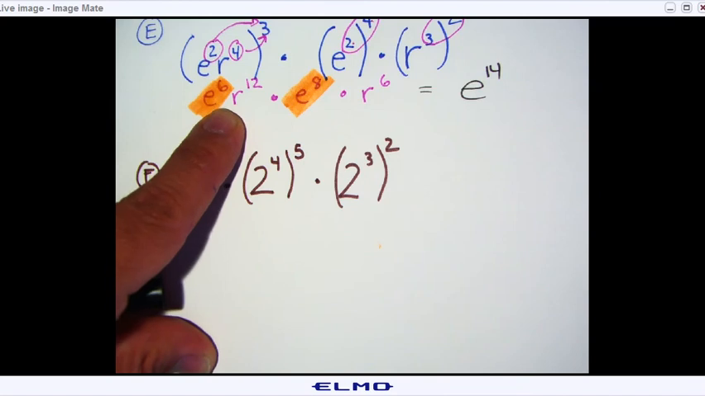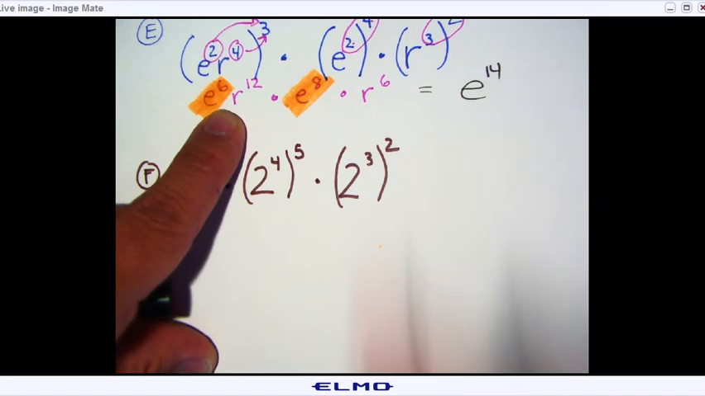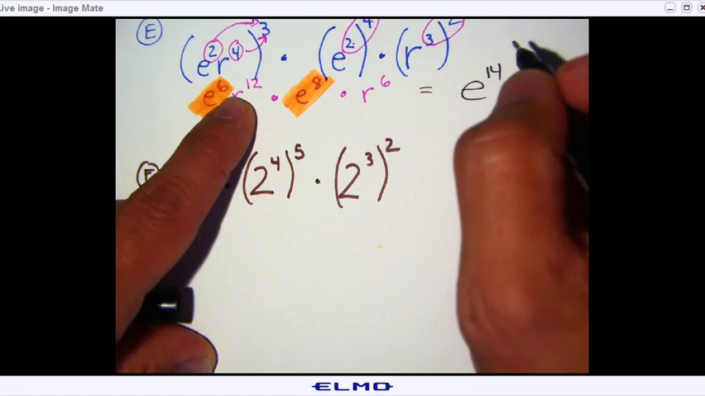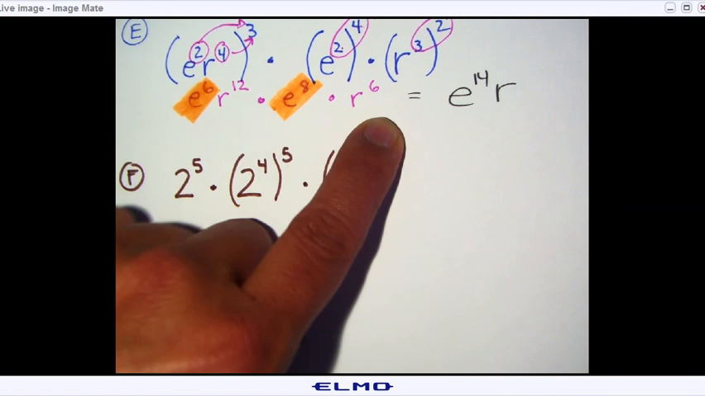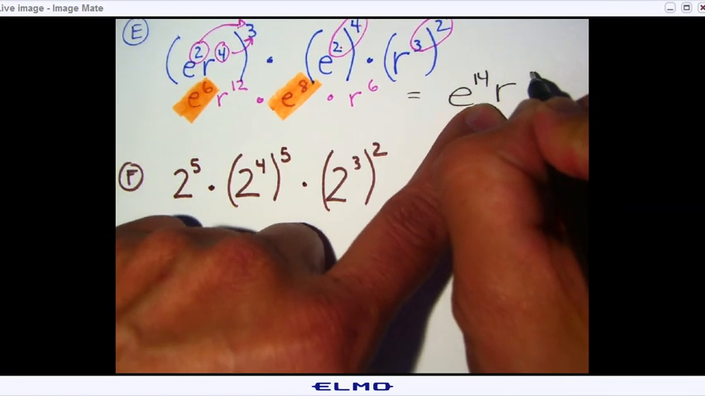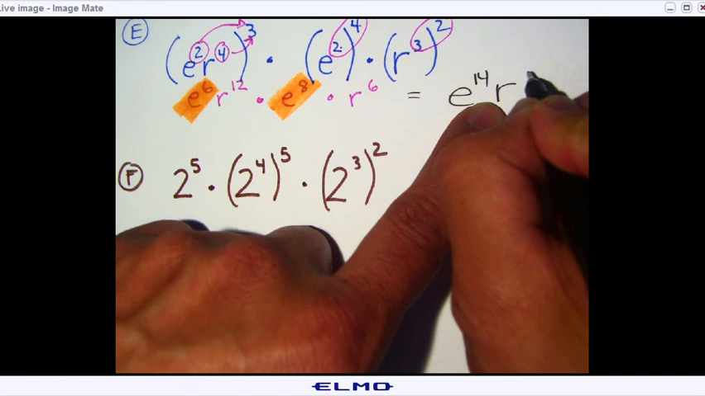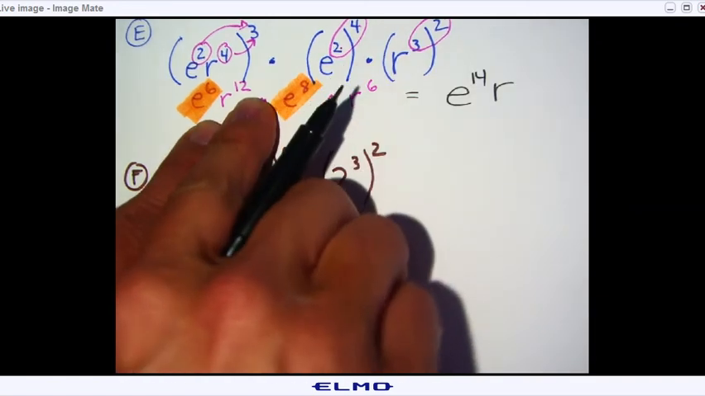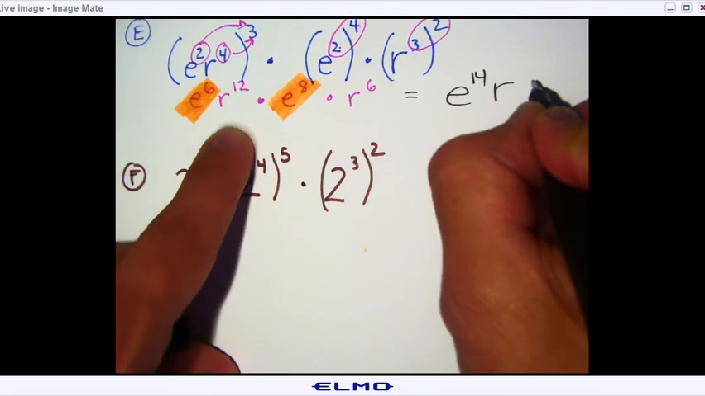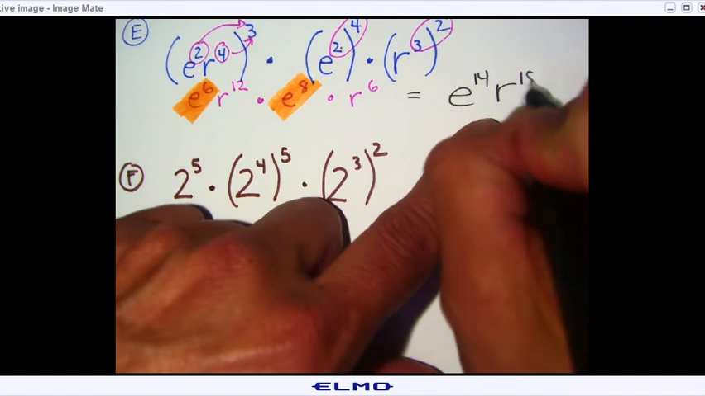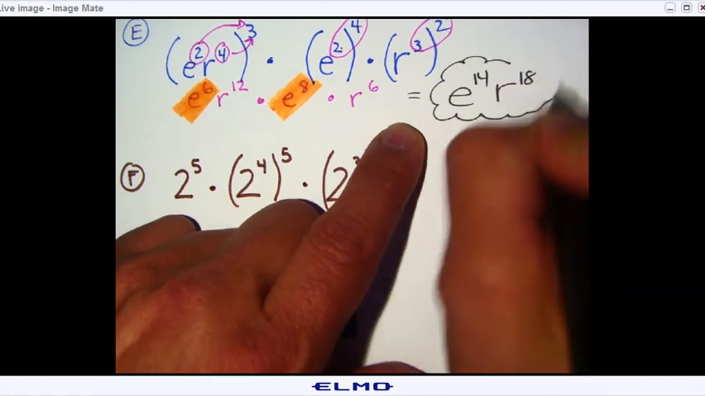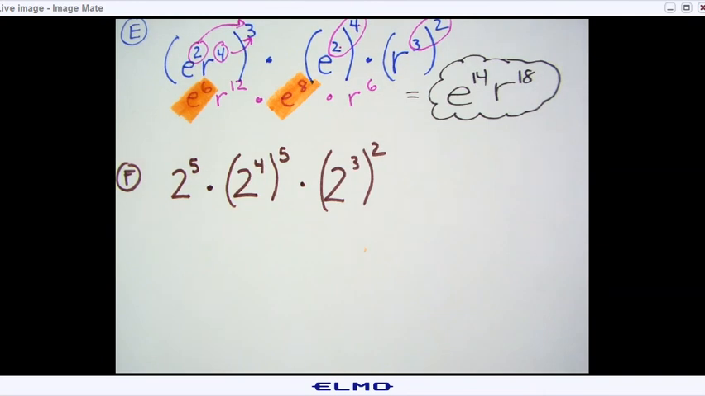And then R to the what? I got 12 and then 6. So R to the what? R to the 12 and then the 6. Yeah, 18. There you go. Boom. All right, that was pretty easy. If you got it right, good job, guys.